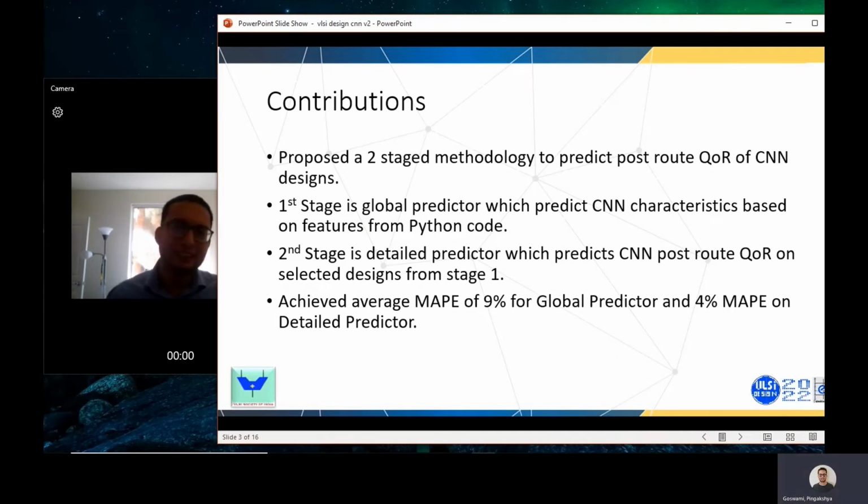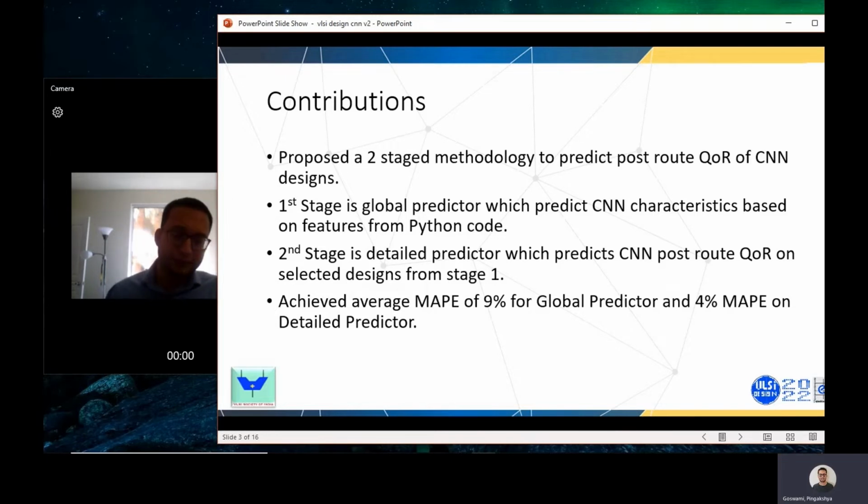In the second stage, we use a detailed predictor. From the first stage, the global predictor will give us some designs which are highly optimized in terms of area, resource requirement, latency, and accuracy. We select very few designs, maybe like 10 or 20 designs from the global predictor, which have very high accuracy and low latency and low area overhead.